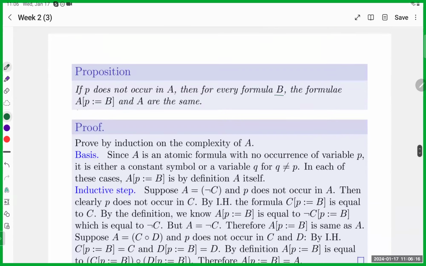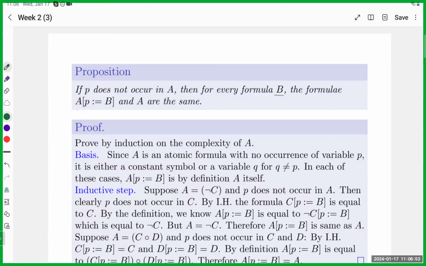So that concludes the basis step, right? So what in the basis step, one more time. We are assuming A is an atomic formula. That means it's either a variable or a constant, but it cannot be P because we are assuming P does not occur in A. And in all the remaining cases, the substitution just by the basis step of the definition itself is always A. Therefore, we get A.